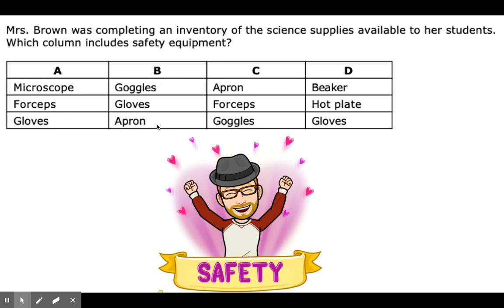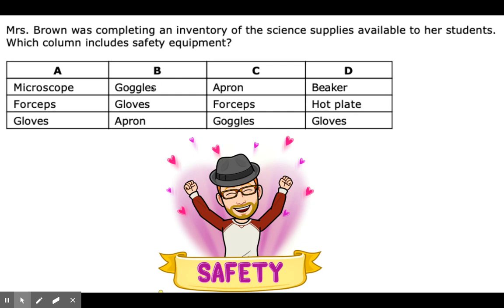B, goggles, gloves, and apron. C, apron, forceps, and goggles. Beaker, hot plate, and gloves. So let's say a student didn't know what forceps were. They know that a beaker and a hot plate are not safety equipment, so they could mark out D, big old X on your paper. They could mark out A because microscope, no, that's not it.